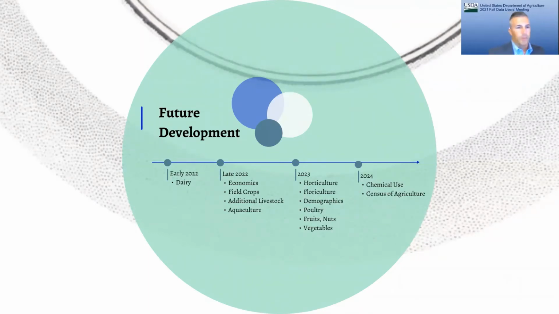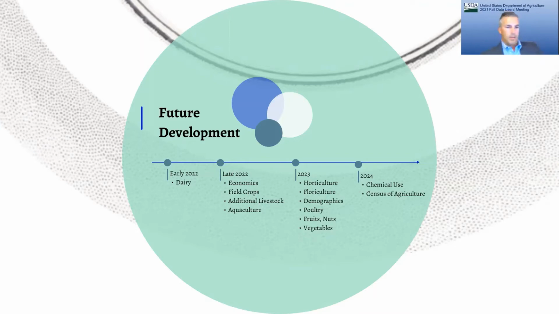In 2023, we are planning for horticulture, floriculture, demographics, poultry, fruit and nuts, and vegetables. In 2024, we will conclude this project by bringing in the remaining chemical use and Census of Agriculture data.